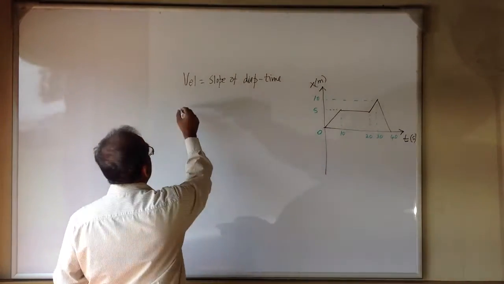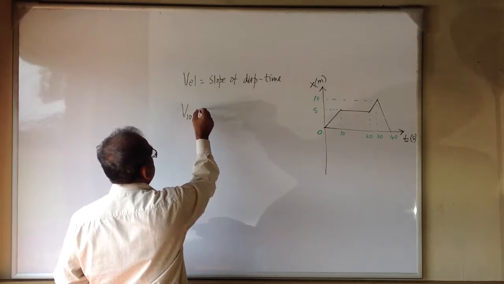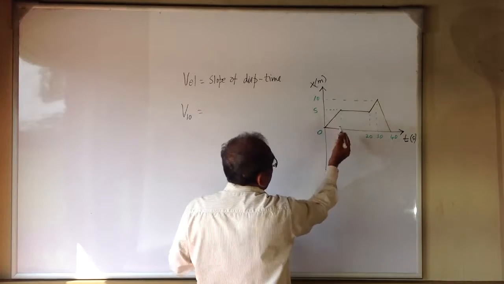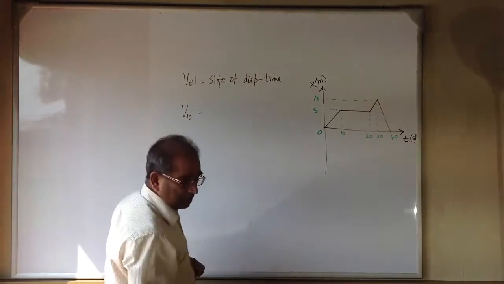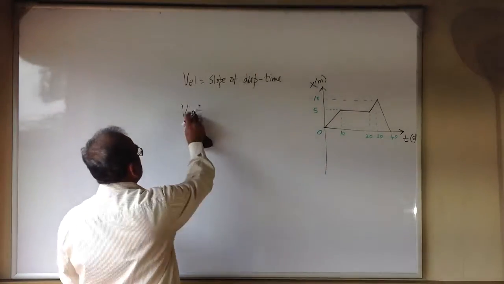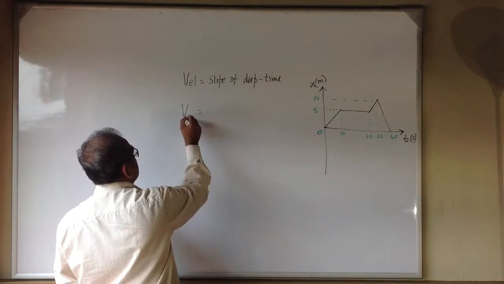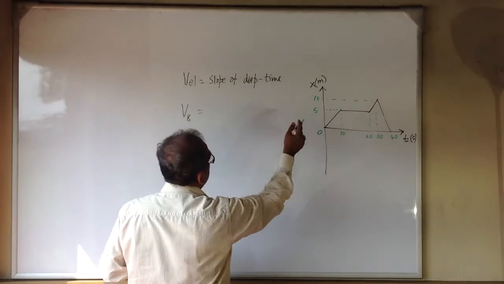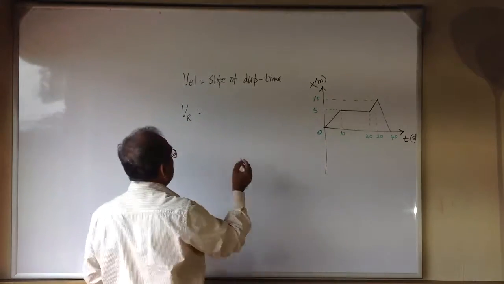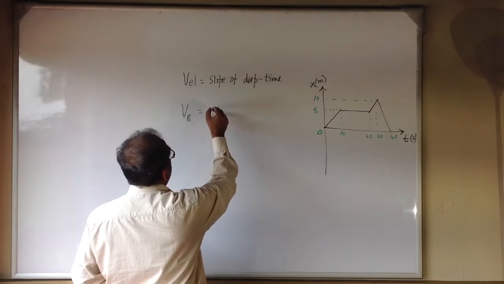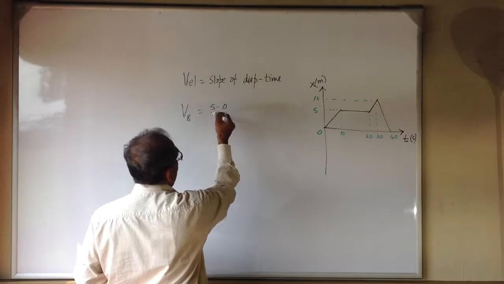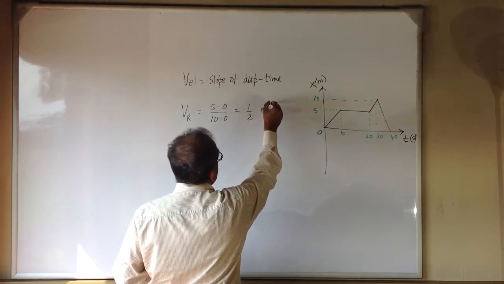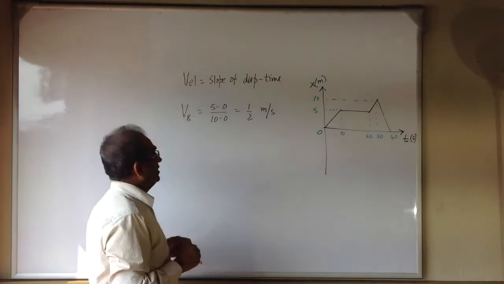So at 10 seconds, the velocity is equal to the slope at that point, that means the slope of this straight line. Because at 10 it's changing, let's put it at some 8 seconds. So at 8 seconds the velocity will be the slope of that line. Slope is nothing but rise over the run. So how much is that? 5 minus 0 over 10 minus 0, which is 1/2 meters per second. This is the velocity at 8 seconds.